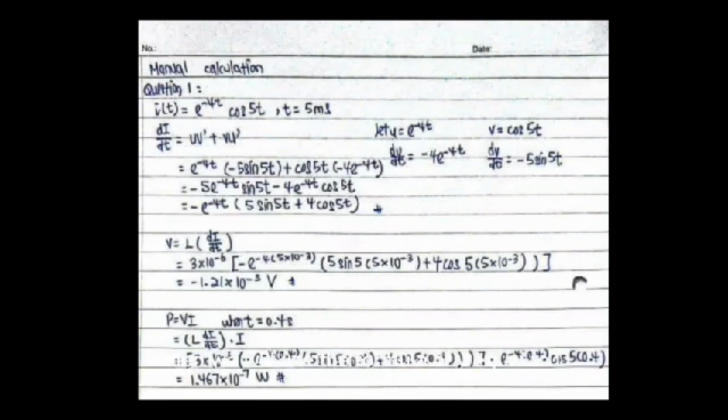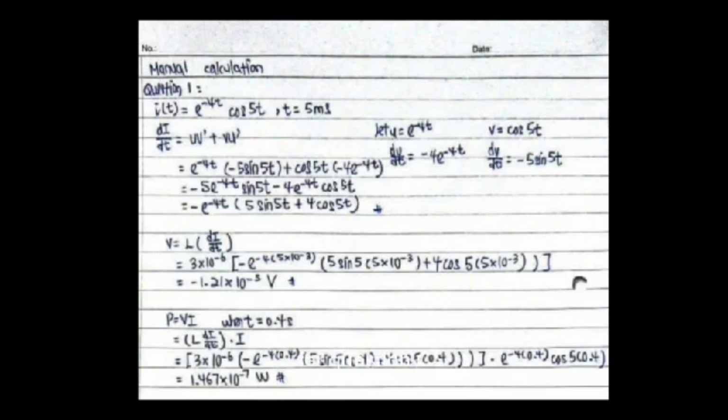Then we will use the formula v equals L di over dt. In this formula, L is the inductance, which we get from the question, that is 3 microhenry, and di/dt represents the value that we got earlier. So we will plug in all the values in the equation and replace t with the value that we got earlier, that is 5 milliseconds. So we can solve the equation and get the final answer of -1.21 times 10 to the power of -5 volt.